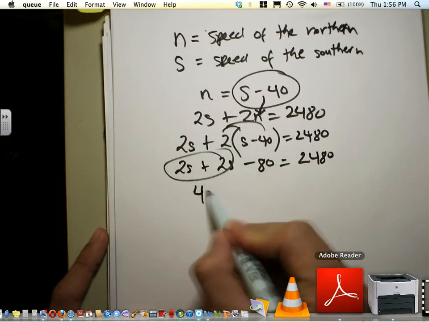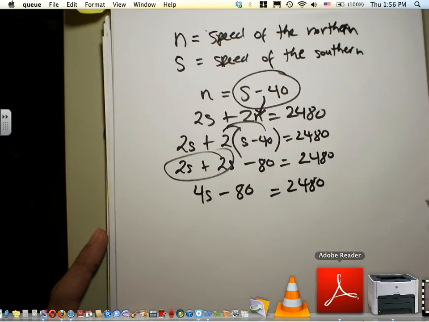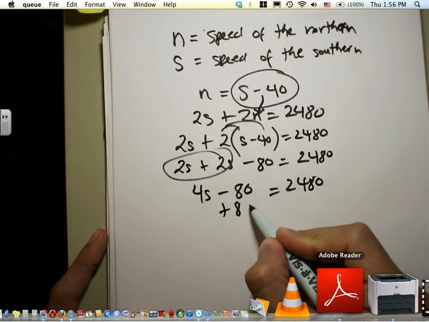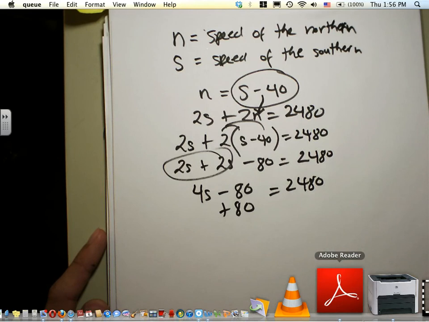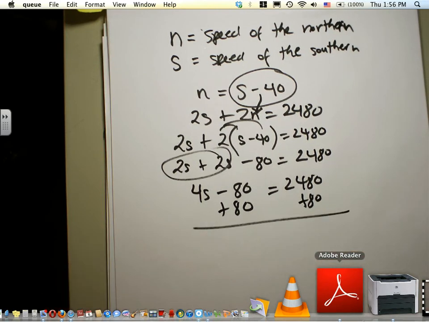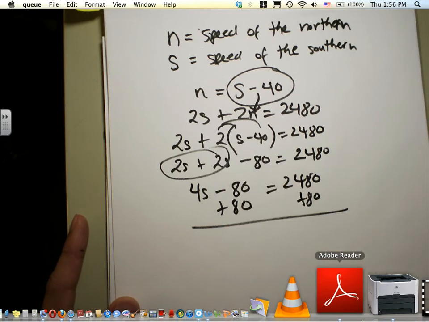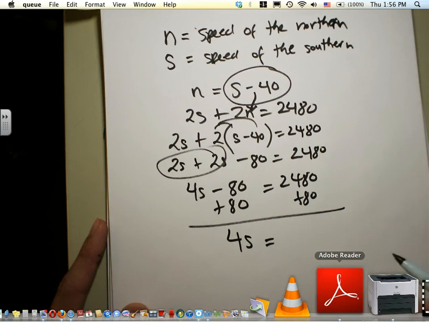Can I combine anything? 4S minus 80 equals 2,480, and add 80. Okay, so we add 80. Now let me know. Is there anything I should go back to? Yes, Ruben. How did I get 80? 2 times negative 40. I distribute. Okay. 4S equals? Very good. Divide by 4.